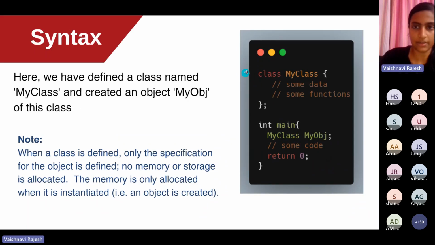This is an example code. Here I have created a class called my class. This is the body of the class. Then in main, I have created an object called my object for this class I have defined.